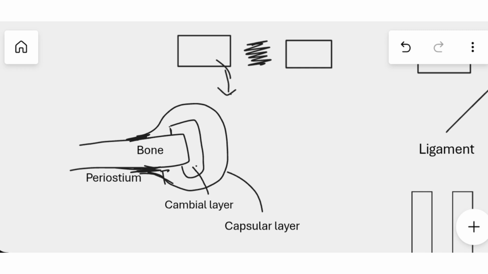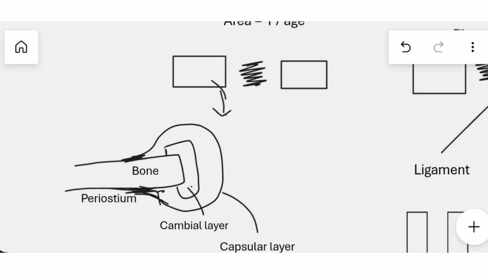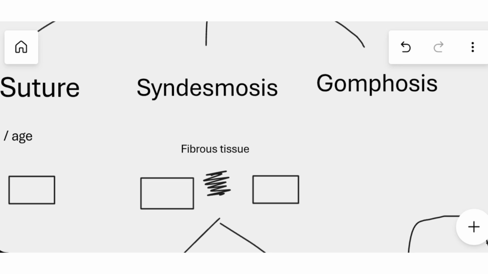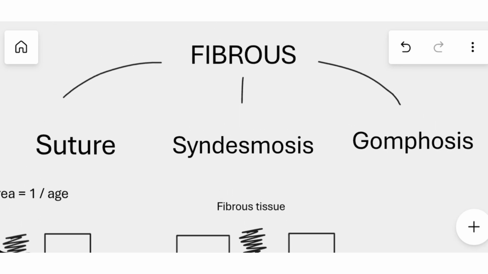An additional thing in the suture joint is that there's a bone, and bone, as you know from the last chapter, has the outermost covering, the periosteum, but after that periosteum there is another layer of osteogenic cells, and that layer is known as the cambial layer. After that cambial layer there is a capsular layer, and that capsular layer connects with the periosteum. These two ends of the bones combine and connect with the help of the fibrous tissue. Then the second type of fibrous joint is the syndesmosis.